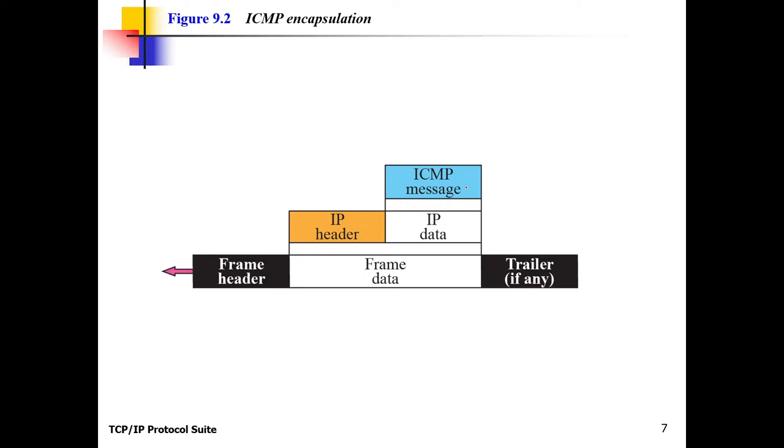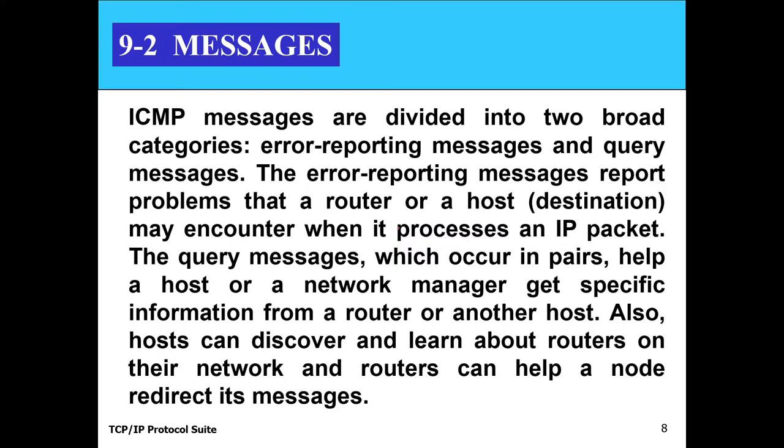It's like a separate packet. It's not part of the real data transmitted. It will be used when there is an error to report. It does not carry real data. It's used to report, or to query something, as we will see. The ICMP message is loaded in the IP data. You'll have the IP header, and then it goes into the frame data and is sent as a frame. Again, it does not have real data; it reports a problem, like a messenger. If there are errors, they will be reported.